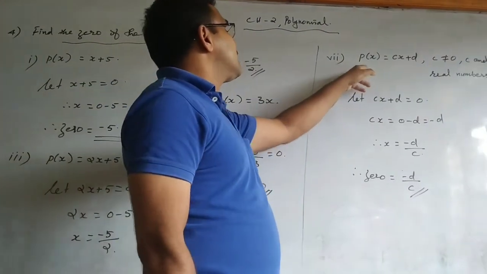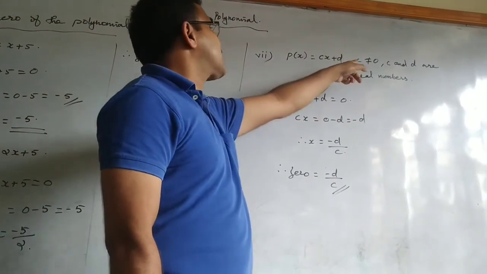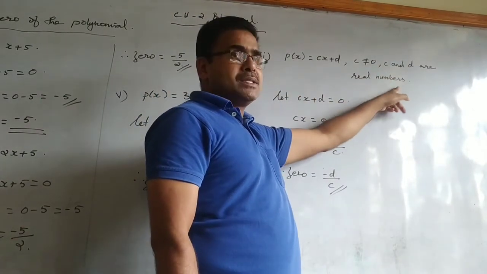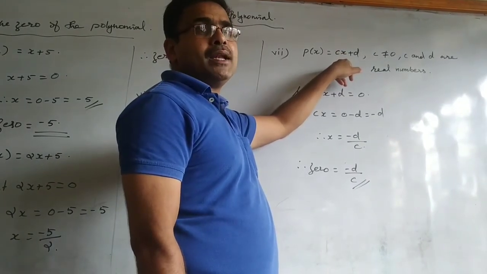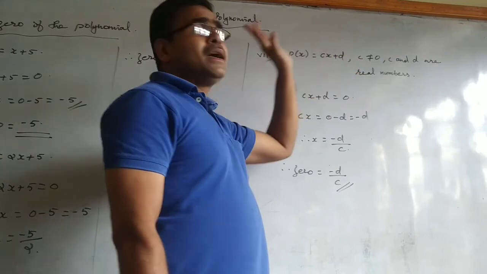Question number 7. See, P of x equals cx plus d. Here the conditions are given: c not equal to 0, and c and d are real numbers. c and d are real numbers, that is, the coefficients, and x is the variable of this polynomial.